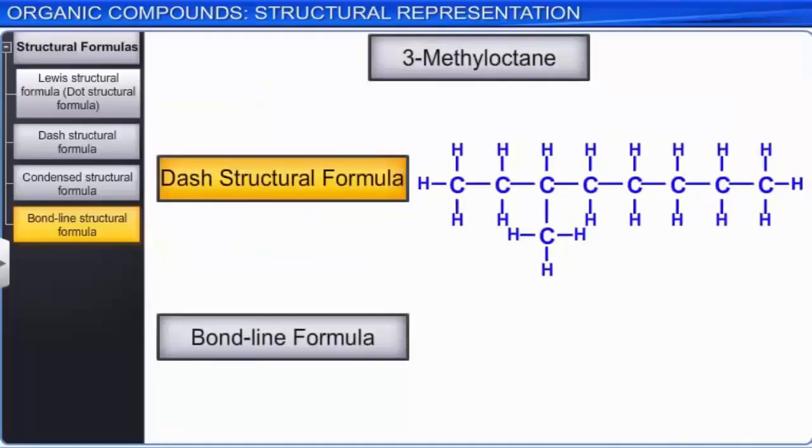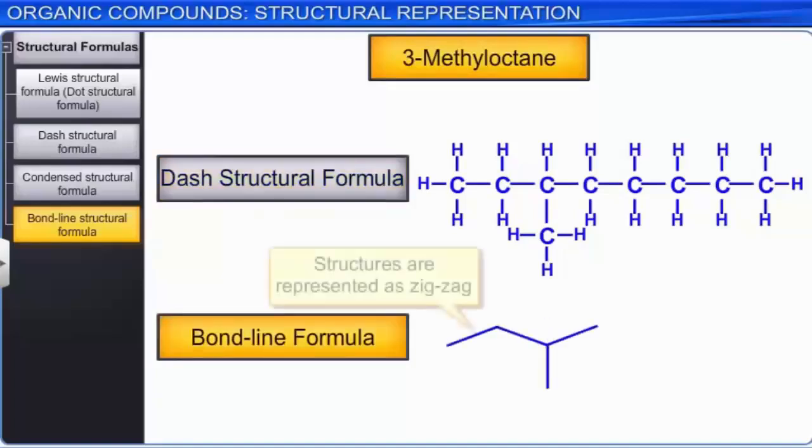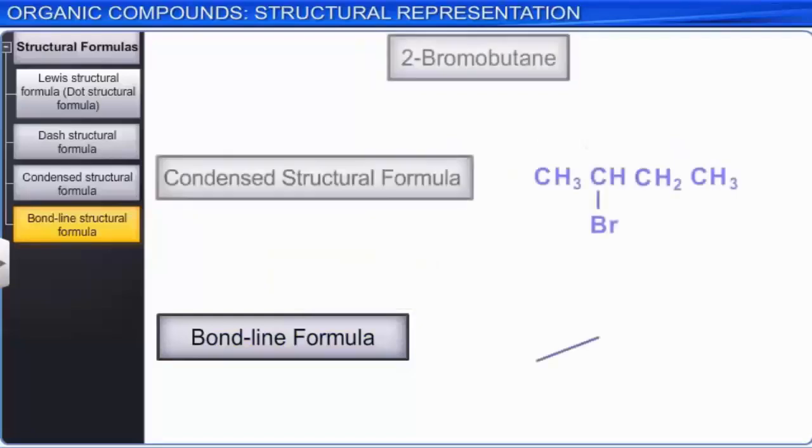Let's consider the dash structural formula of 3-methyl-octane. Now, let us represent the bond line structural formula for this as shown here. Here is the condensed structural formula and the bond line structure formula for 2-bromobutane.